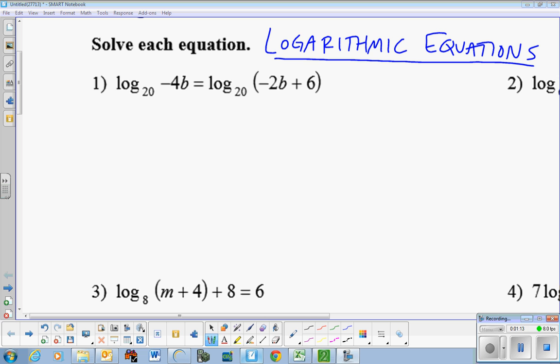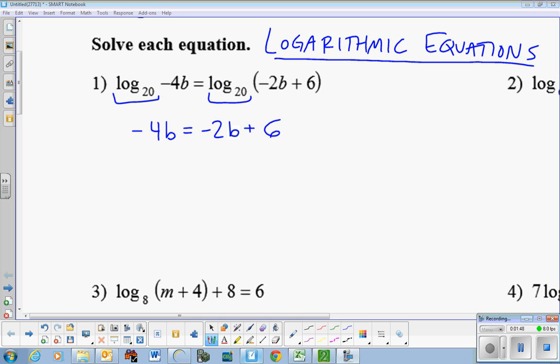A few of these examples at the beginning are almost too easy. If you have log 20 on both sides, then basically you can just ignore it. If the bases are the same, log base 20 of negative 4b equals log base 20 of negative 2b plus 6. If this is going to be true, then negative 4b must equal negative 2b plus 6. Technically what you did there was 20 to the left equals 20 to the right, but if you have the same thing on both sides, you can pretty much just ignore it.